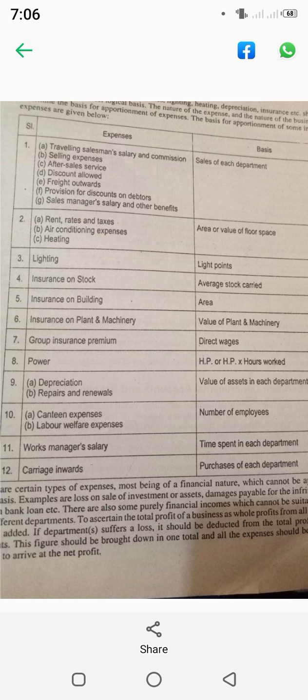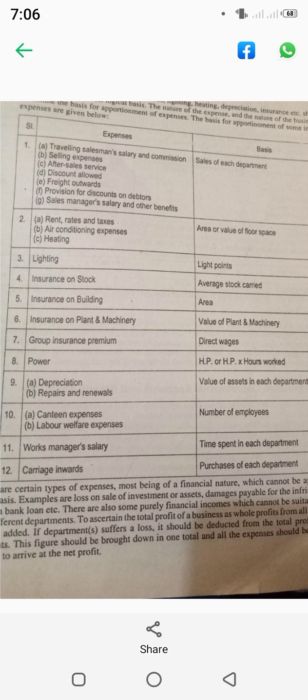Insurance on building. Obviously, how much building does the department have? Area. If a department has a small building, it will pay less insurance expense. But if department B has a large occupied building, then obviously it will pay more.